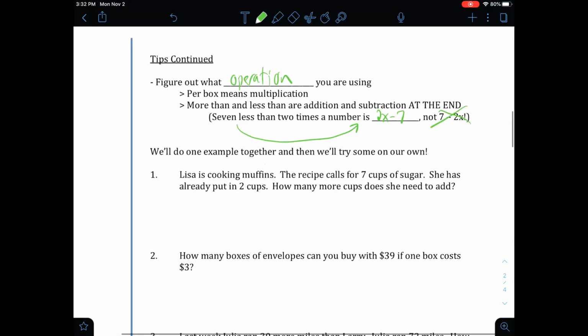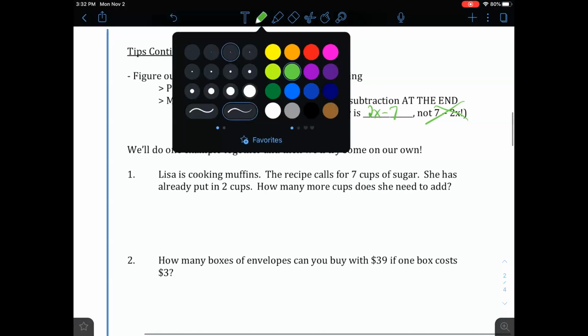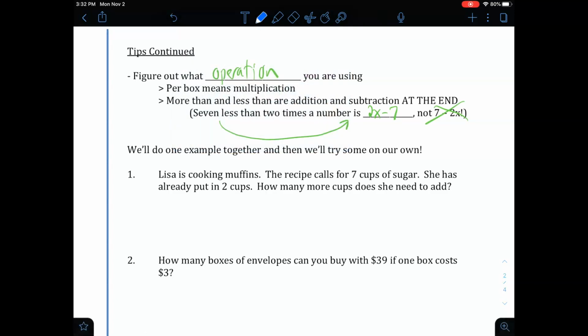But if you want to pause the video, I would highly encourage you to try these problems on your own and see how you do, and then check your answers at the end here, okay? Just to get some practice, because they are kind of challenging, but do the best you can.